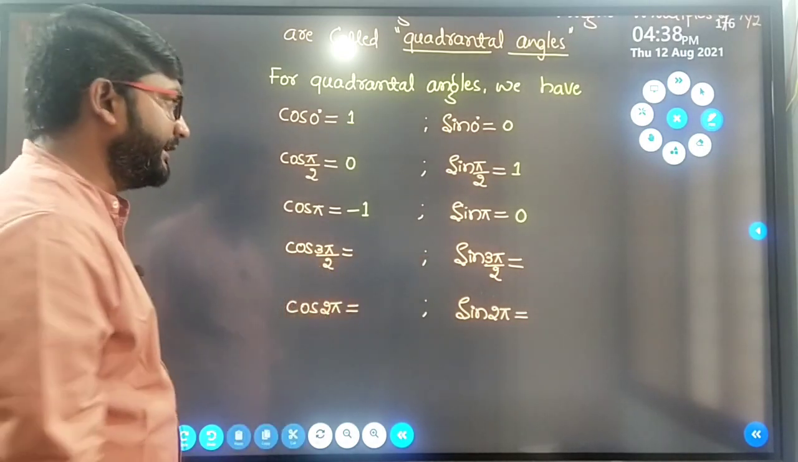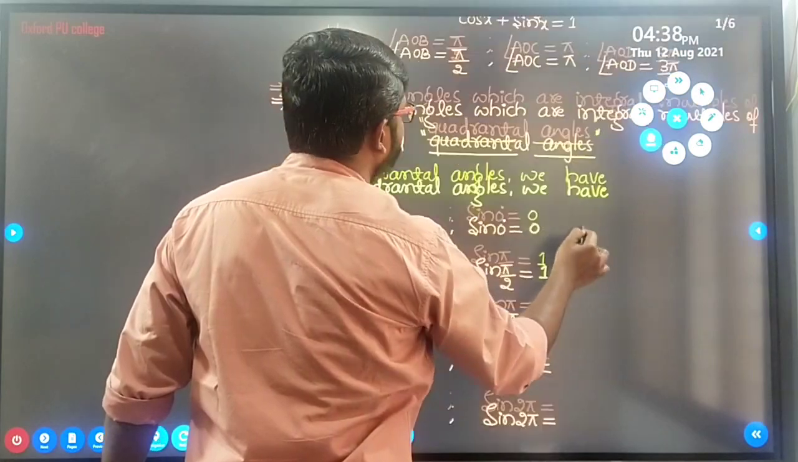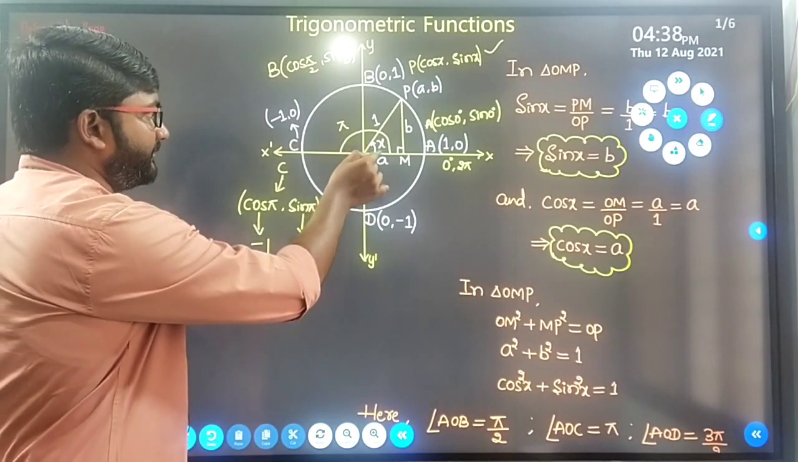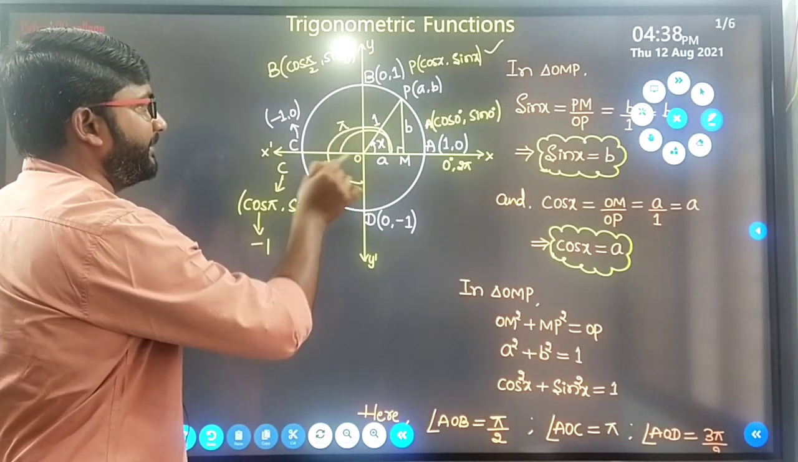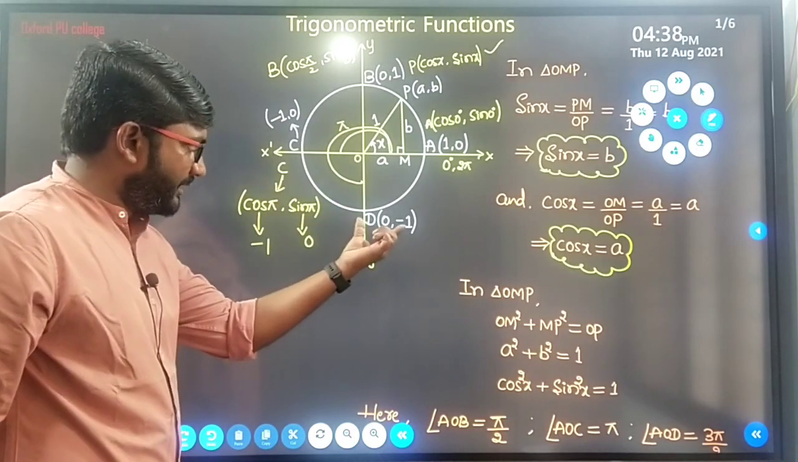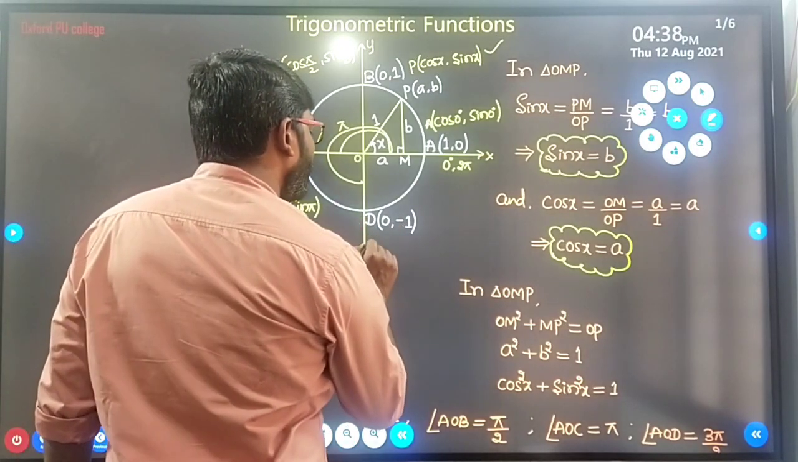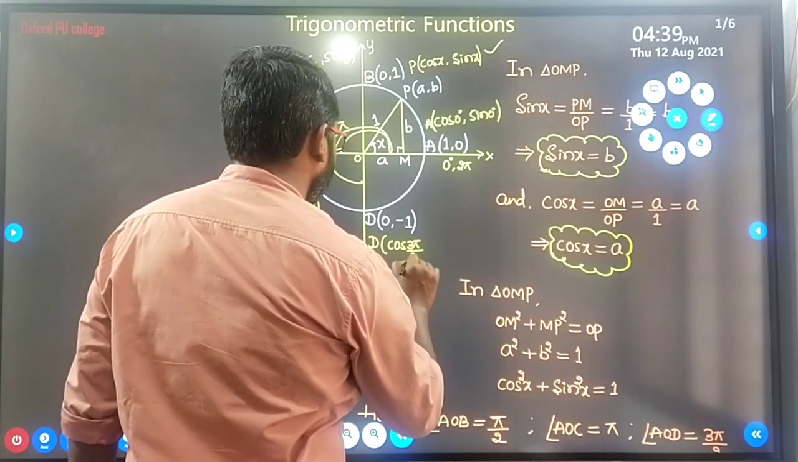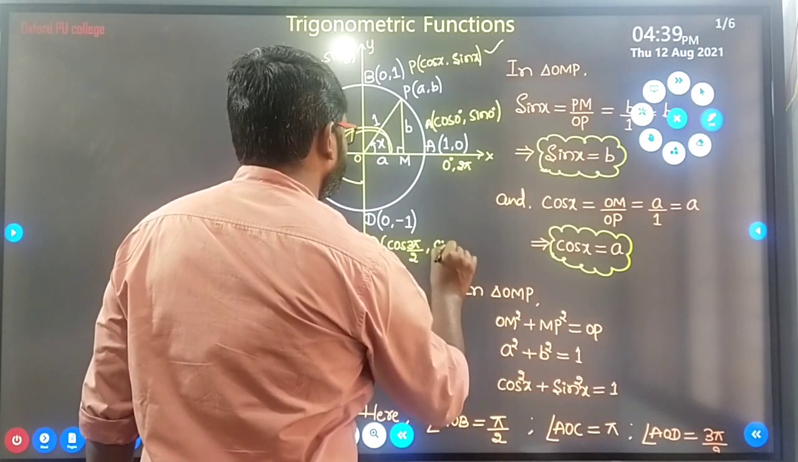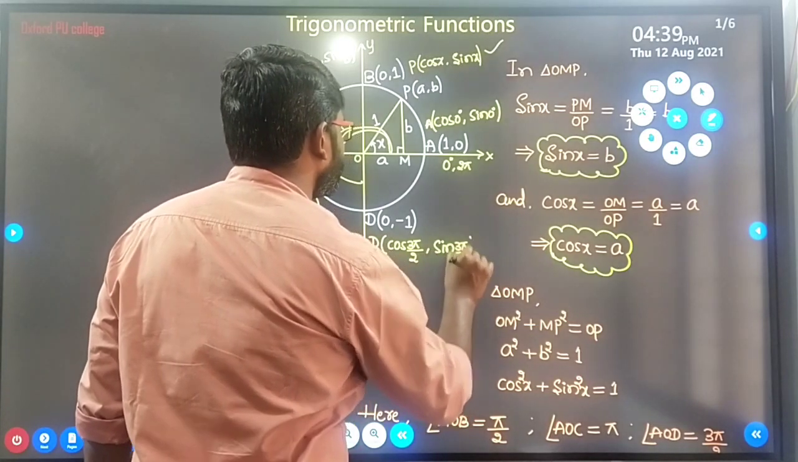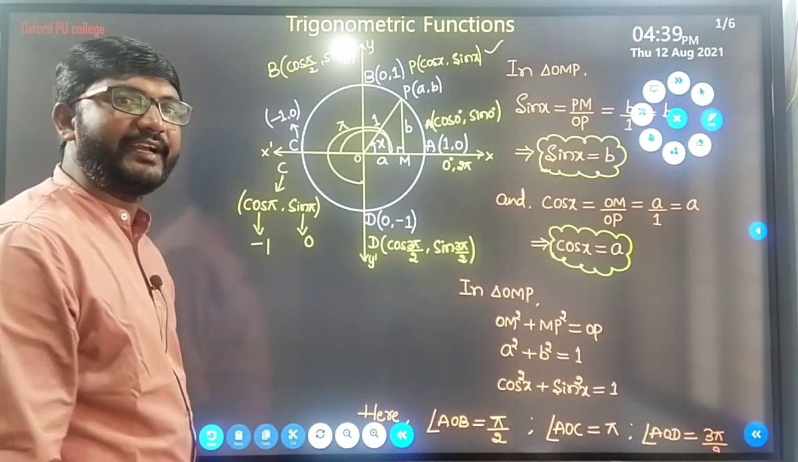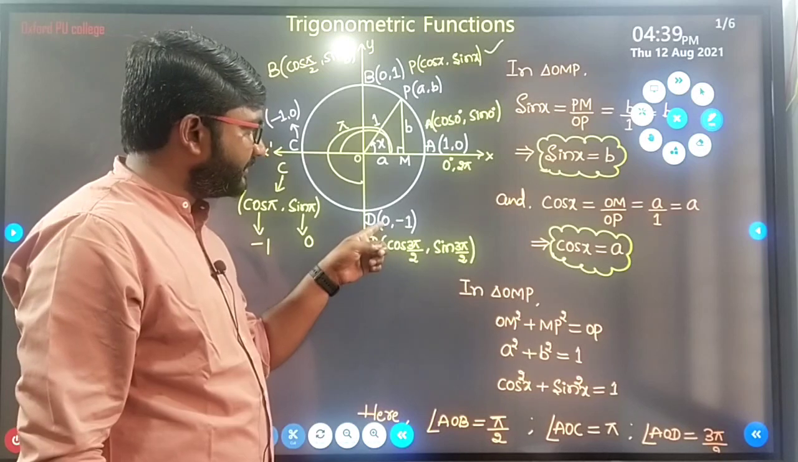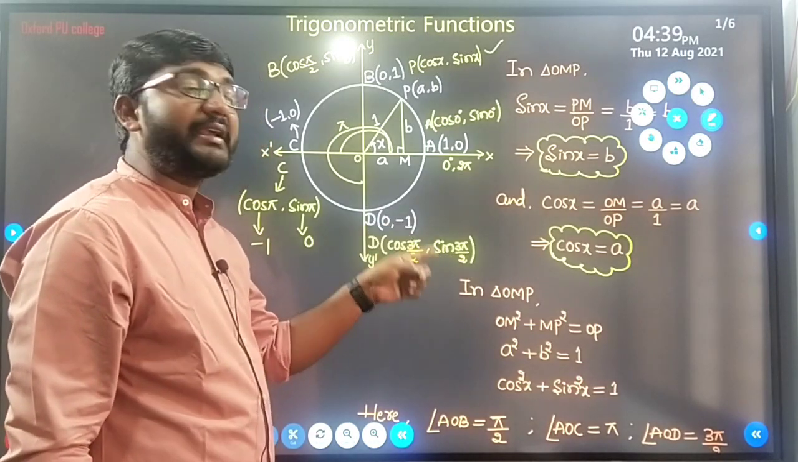That means 270 degree. 3 pi by 2 means again it is on the y-axis. See here. So this angle will be 3 pi by 2. So I can rewrite these coordinates now. The coordinates of D can also be written as cos 3 pi by 2 comma sin 3 pi by 2, because the angle is 270 degree or 3 pi by 2 radian here. Now compare these two with the given points. Cos 3 pi by 2 is 0, whereas sin 3 pi by 2 is minus 1.